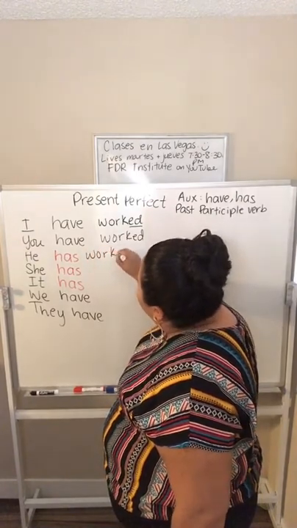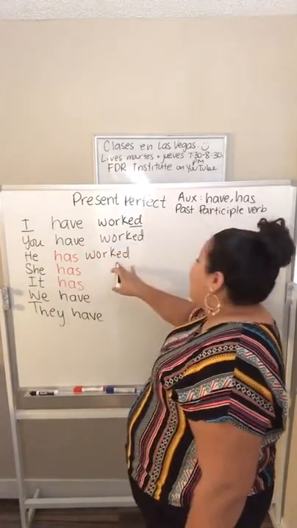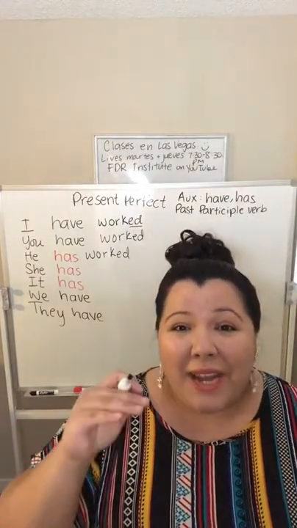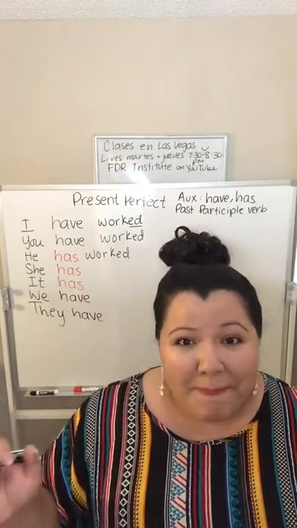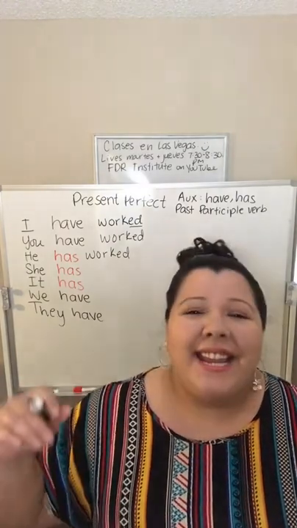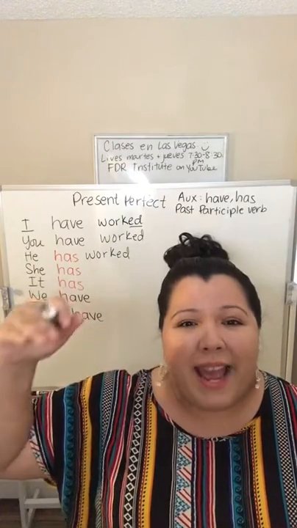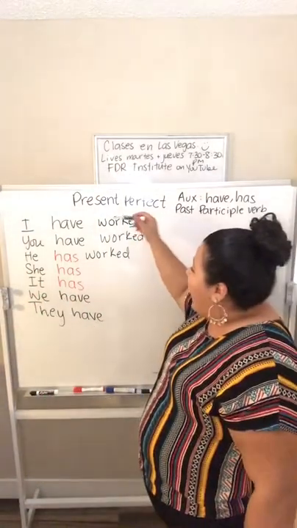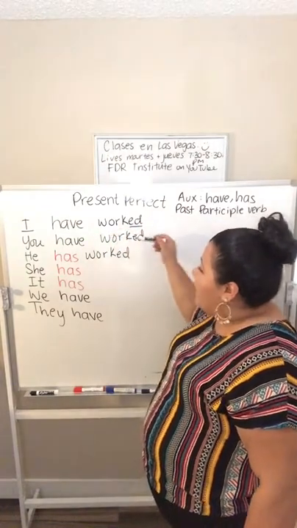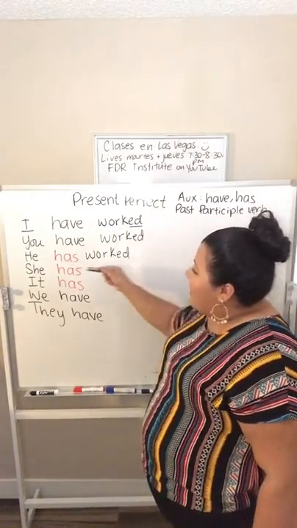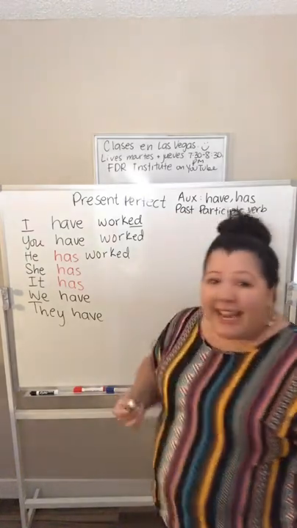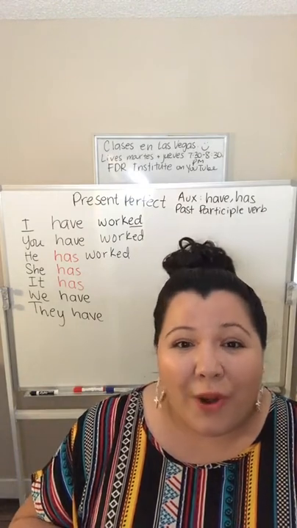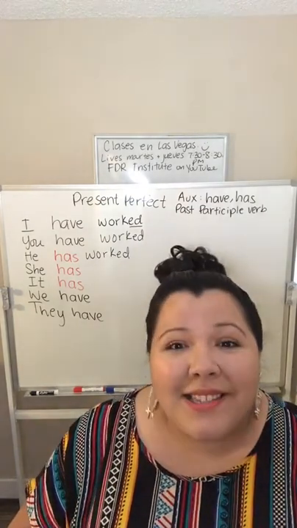This one, guys, termina con ed porque el verbo es regular. Todos los verbos regulares en inglés terminan con ed en pasado y pasado participio. So worked is the past participle of the verb work. He trabajado. I have worked, you have worked, he has worked, she has worked, it has worked, we have worked, they have worked.